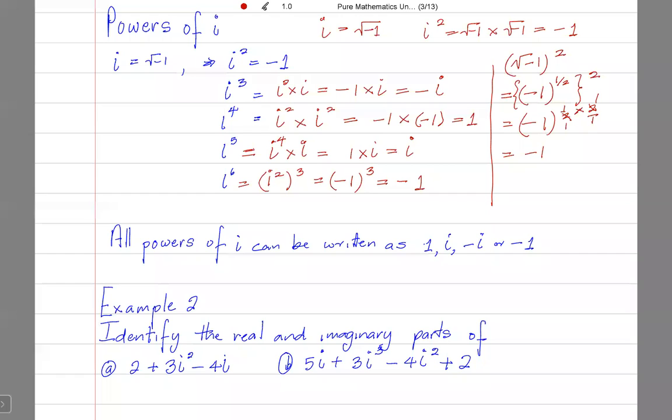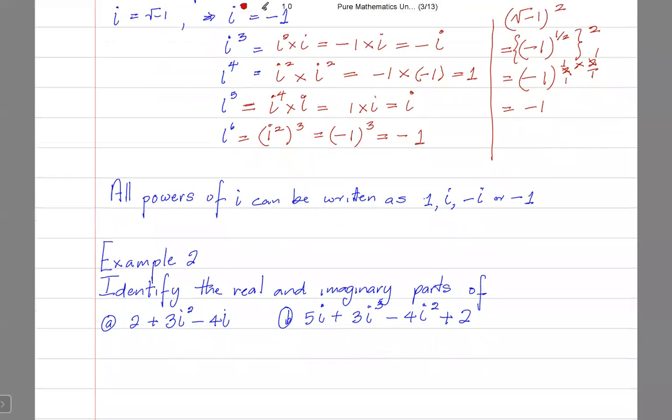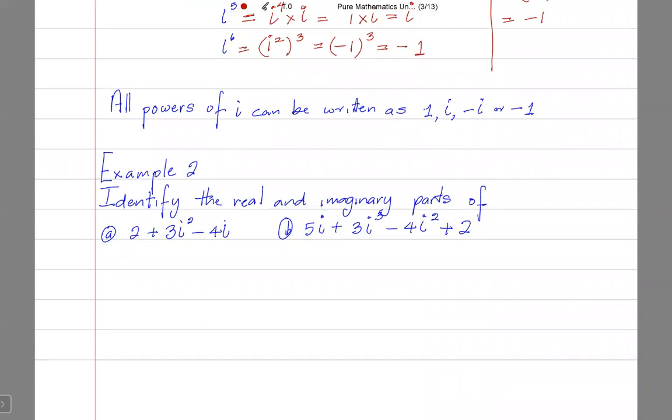All right, so example 2, I'm going to do one part of it. There might be some other parts to the question on the next page. So example 2 says, identify the real and the imaginary part of. So let me do A.